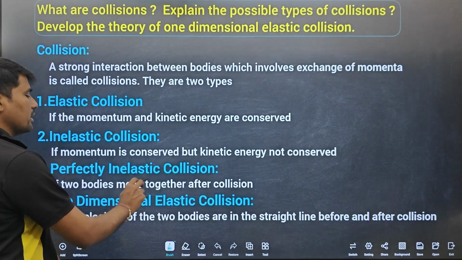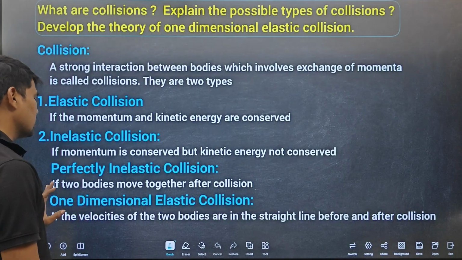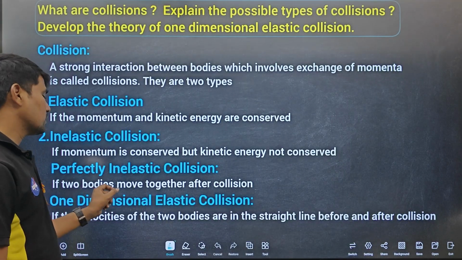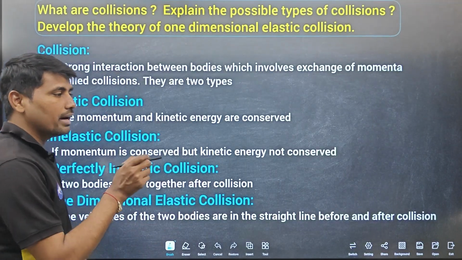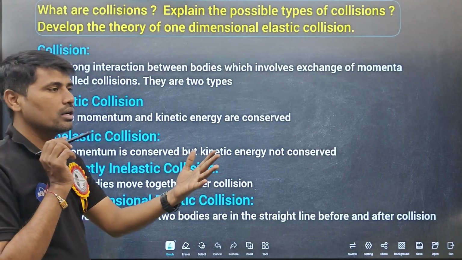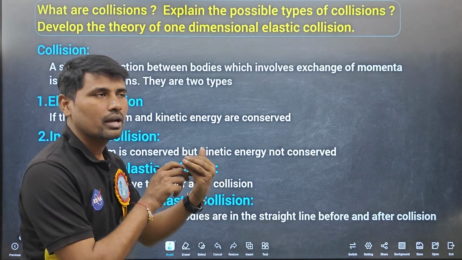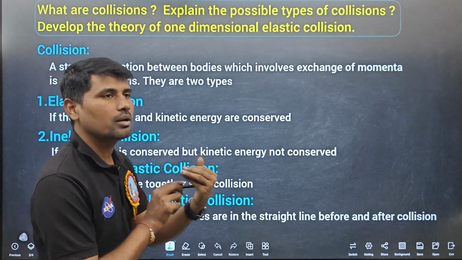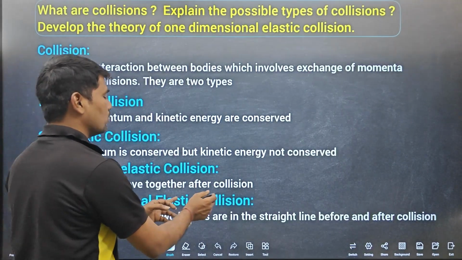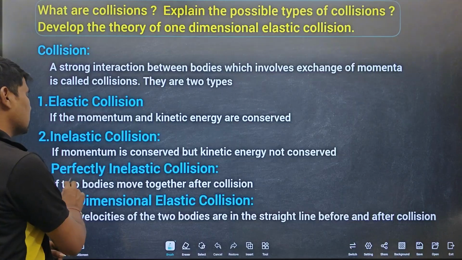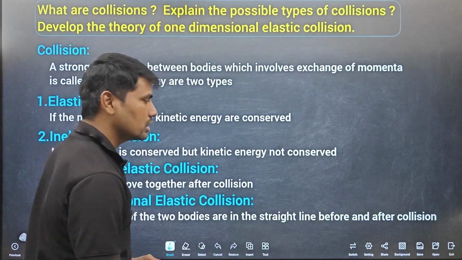Next, perfectly inelastic collision. This means two bodies move together after collision. Example, if a bullet is fired into a wooden block, the bullet gets stuck in the wooden block and both move together. After collision, they join together and move. Such type of collisions we call perfectly inelastic collision.